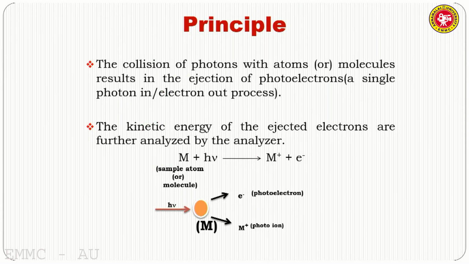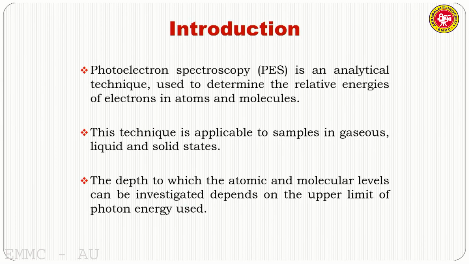First we see the introduction about photo-electron spectroscopy. The PES spectroscopy is an analytical technique used to determine the relative energy of electrons in atoms and molecules. This technique is applicable to samples in gaseous, liquid and solid states. The depth to which the atomic and molecular levels can be investigated depends on the upper limit of photon energy used.